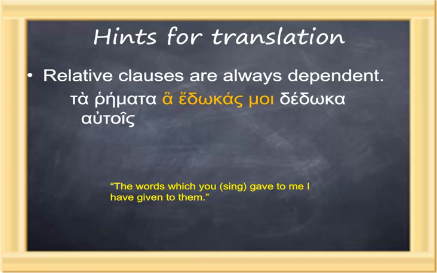So, for example, in this sentence, ha edokasmoi, which you gave to me, that's not a complete sentence. The which you gave to me tells the reader something about the noun remata. The words which you gave to me, I have given autois to them.